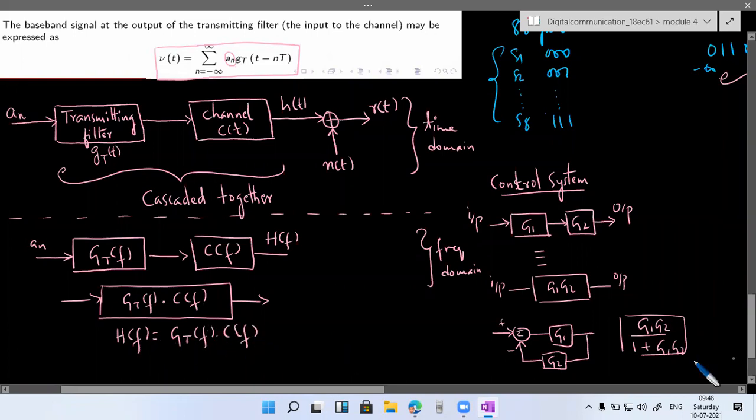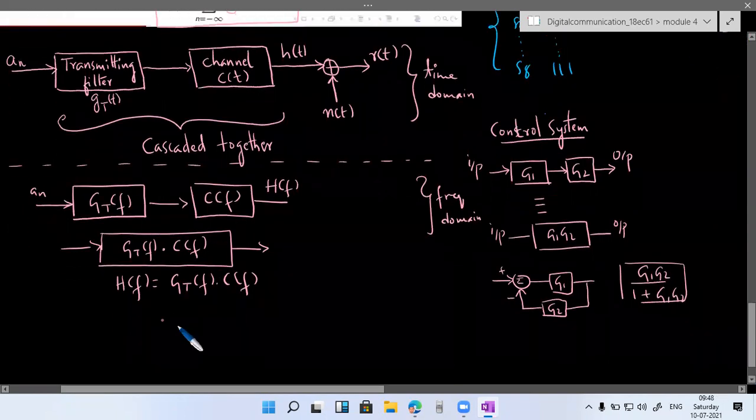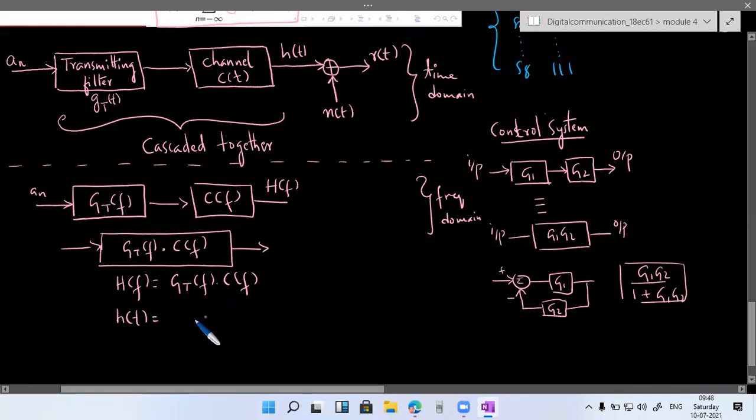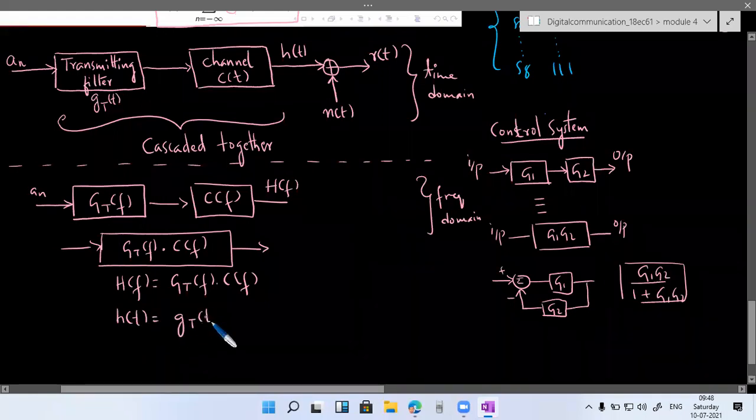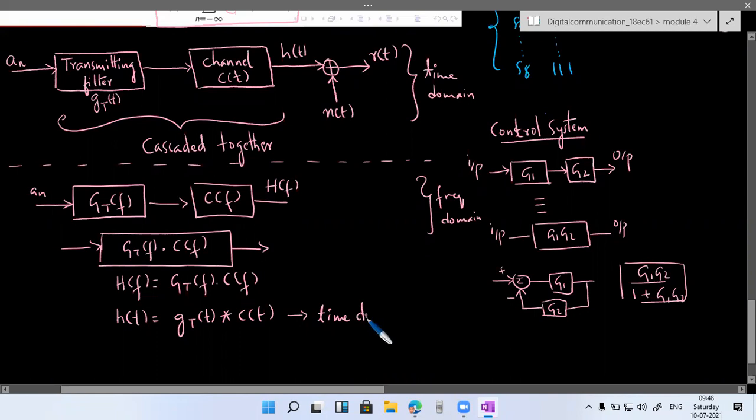If I were to make the same equation in time domain, it would be small h of t equal to G_T of t convolved with C of t. So this equation is in time domain, and this equation is in frequency domain. That's the only difference. Convolution operation in time domain gets converted to multiplication in frequency domain, and vice versa also holds good.